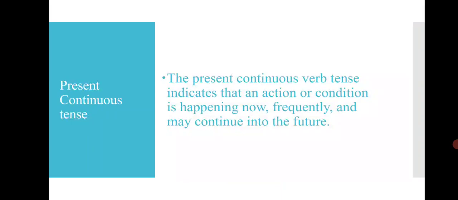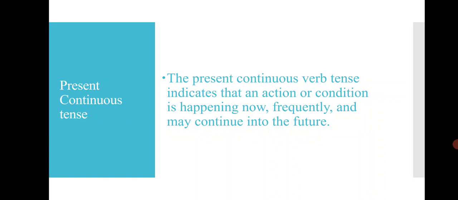Next is present continuous tense. Present continuous verb tense indicates that an action or condition is happening now and may continue in the future. So the present continuous tense denotes an action that is continuing and has not yet ended. Leela is drinking water. So she has started drinking water for some time. She has not yet finished the action. The action is still continuing.